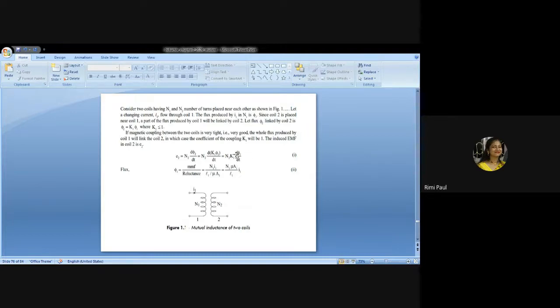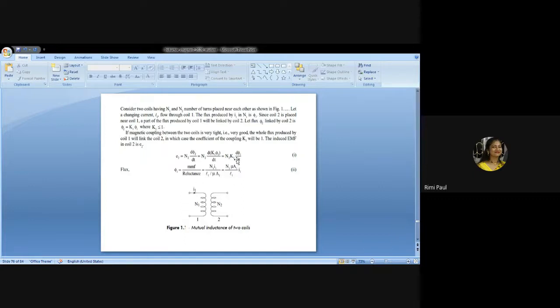Now what is phi 1? Phi 1 means MMF divided by reluctance. MMF is N1 I1 and the reluctance of this path is L1 by mu A1. If it is an air core, then mu is equal to mu naught. So we can write phi 1 equal to N1 mu A1 I1 by L1.